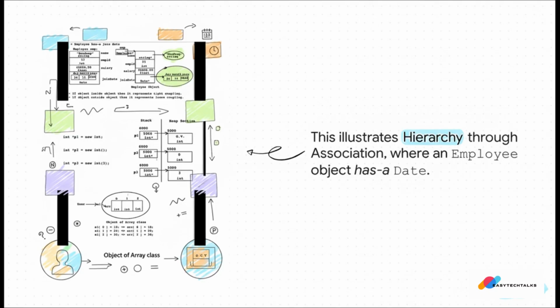This slide is a great example of that hierarchy pillar. Now, hierarchy isn't just about inheritance, where a poodle is a type of dog. It's also about composition, where one object has another object as part of its state. Here, an employee object contains a date object. It's like building with Legos. You build complex systems from smaller, simpler, reusable parts.